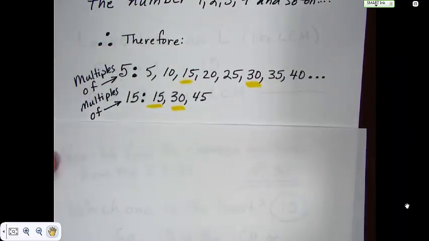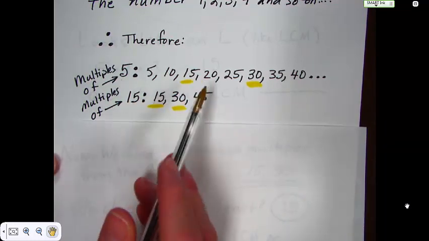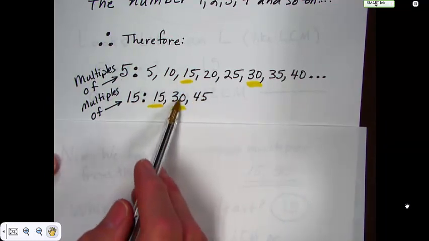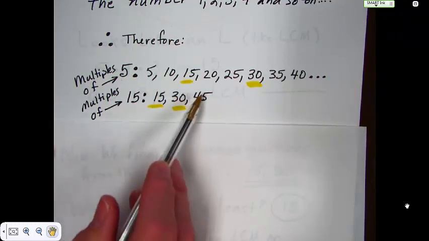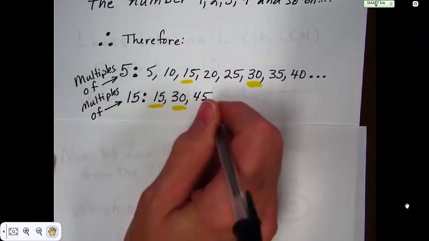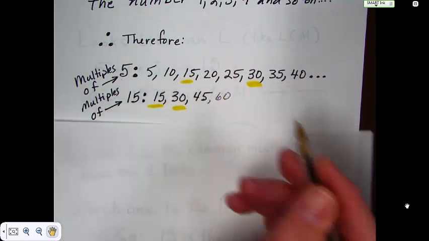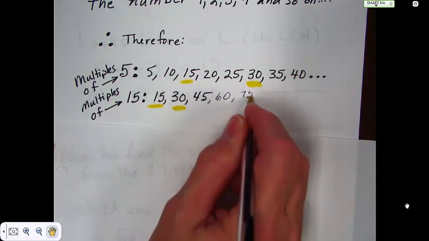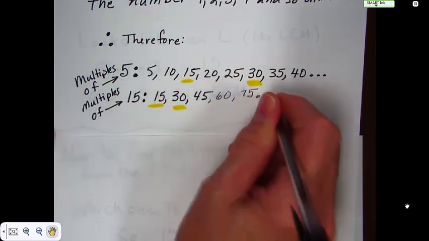If I would do the multiples of 15, I would have 15. 15 times 2 is 30. 15 times 3 is 45. And then you could go on, 60, 75, etc., forever and ever.